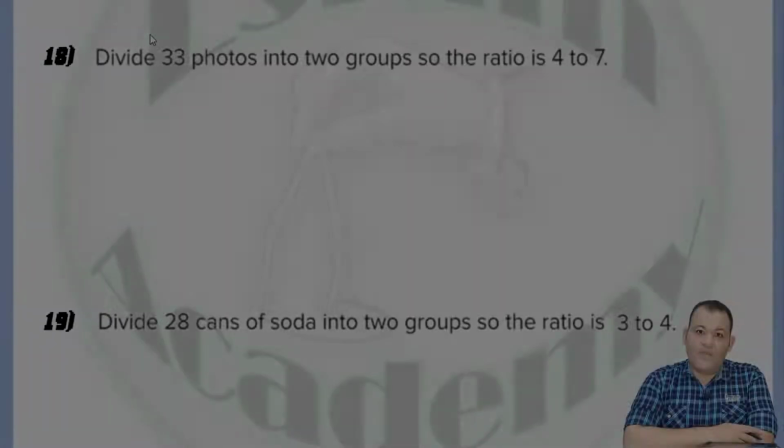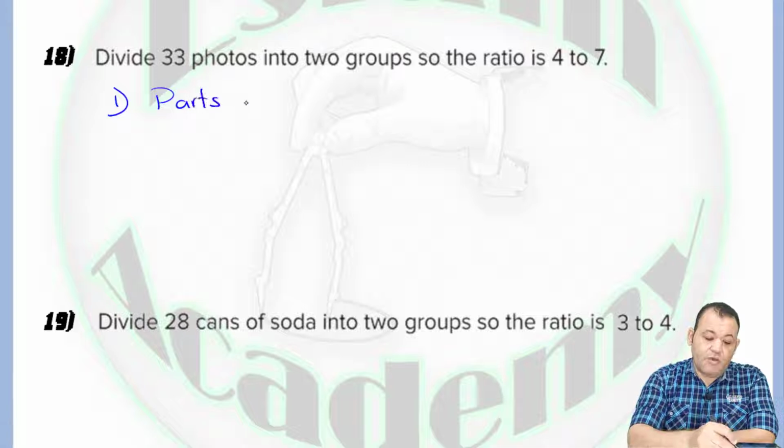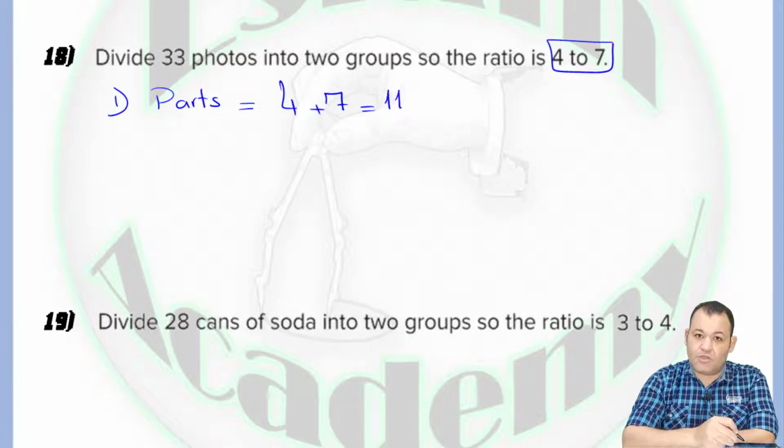In this problem, we need to divide 33 foods into 2 groups by the ratio 4 to 7. Now we have the ratio and we need to find the value of each group. So number 1, we need to find how many parts we have. To find the number of parts by using the ratio, we just add them. 4 plus 7 equals 11. So we have 11 parts.